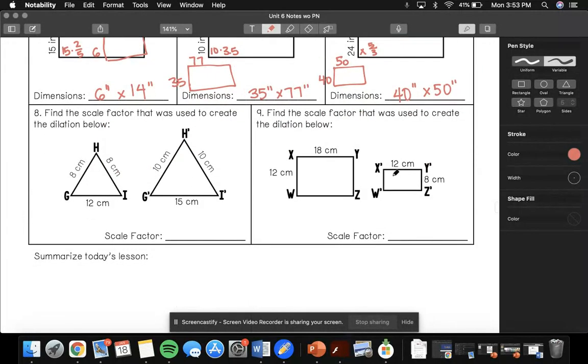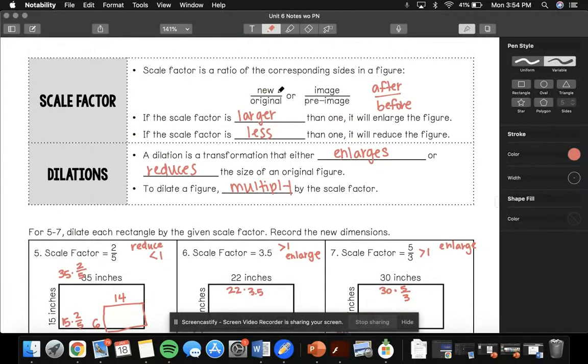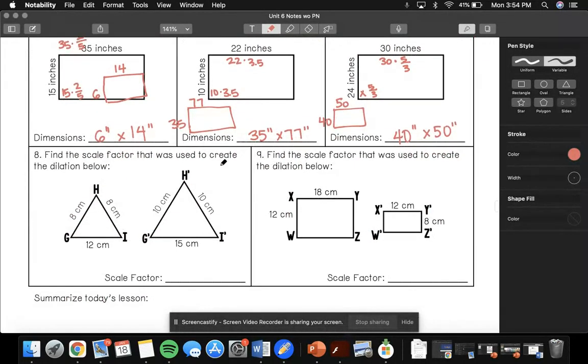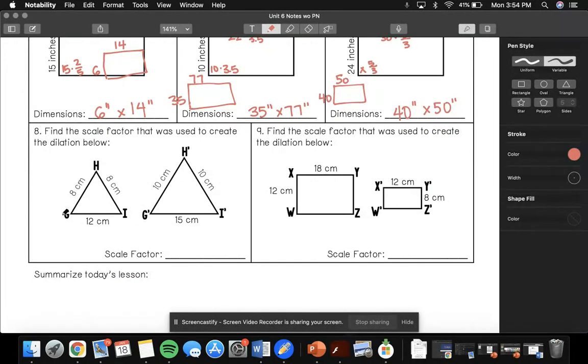Okay, so the real thing for today is understanding how to calculate the scale factor. Okay, so that is using this ratio right here, the image to the pre-image, or the after to the before. So first we have this triangle, HGI, and it gets transformed into H prime, G prime, I prime. Again, the tick marks show me the after. So this is the before, and this is the after.